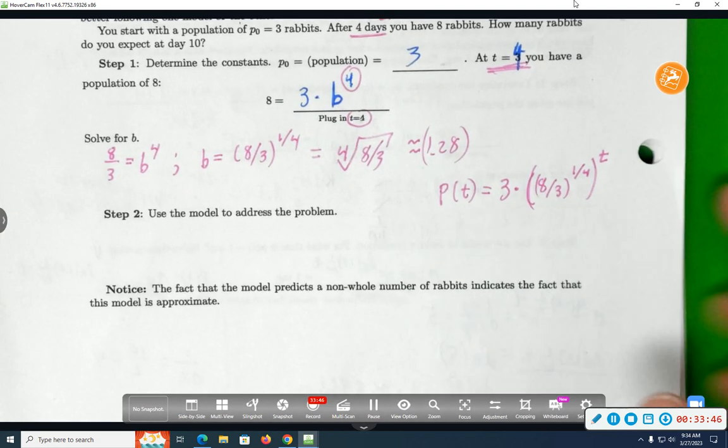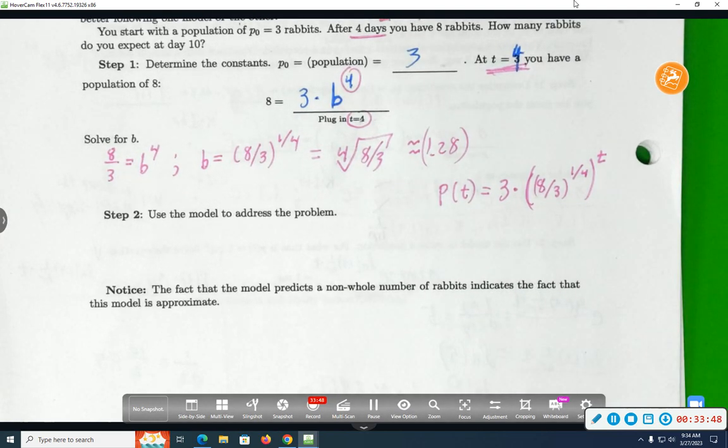So, what is it that this problem is actually asking about? How many do you expect to have at day 10? So, how do you do that? Yeah. Same as you were going to say? Yeah. Awesome. Times. Yep. We are given the amount of time, so we'll plug that in for t because t is time, and we just want to know how many rabbits. The model just spits that out. We don't need to solve or anything.